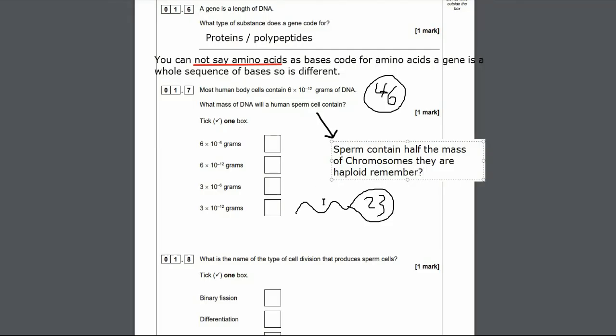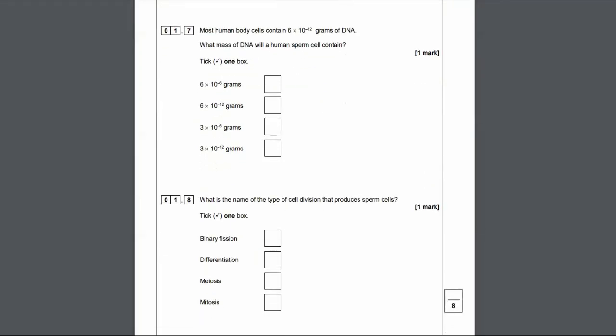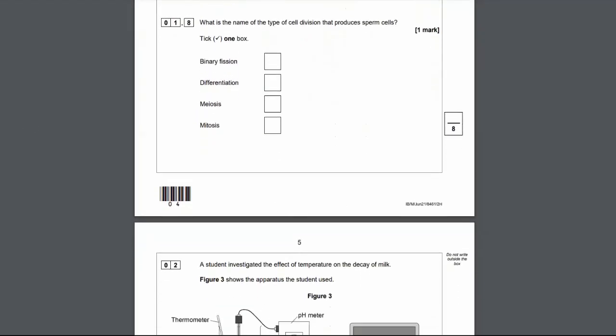And therefore, we would expect a sperm cell to weigh half as much as the normal human body cell. Well, its chromosomes should weigh half as much. So essentially, we're told above that 6 times 10 to the minus 12 is the weight of the chromosomes in a normal human cell. So just divide that by 2. Make sure you stick that in the calculator, and the answer is 3 times 10 to the minus 12.